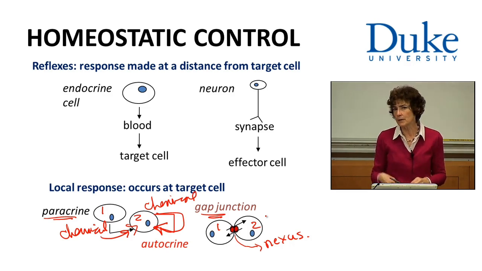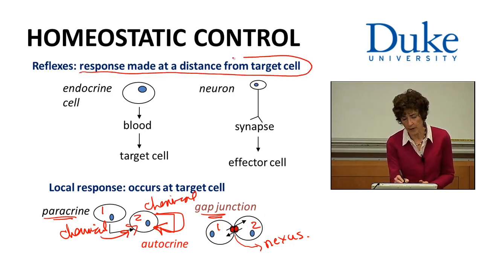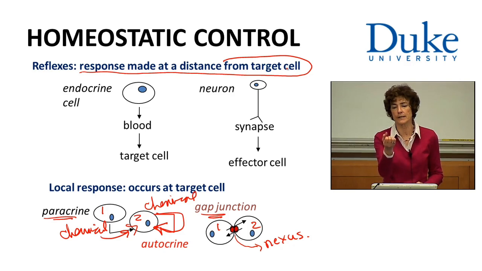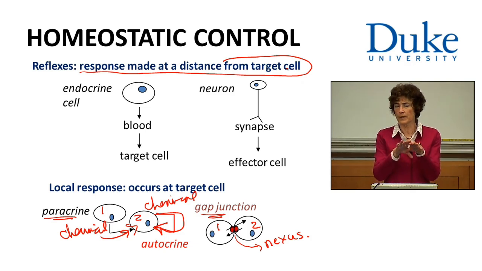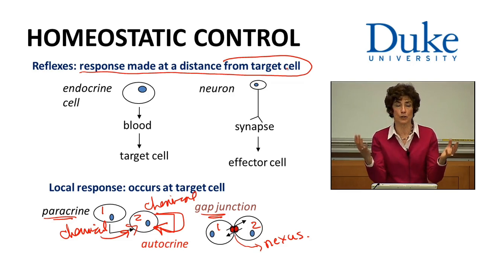But for most of the course, we're going to be talking about the reflex loops. The reflexes or the reflex loops are where the response is made at a distance from the target cell. And the target cell is a cell that can respond to whatever the signal is that's being released. The cells that we're talking about are all the cells of the body. There are some billions of cells within the body, and we have to be able to have the cells communicating with one another so that they can have an organized or regulated function within the body.